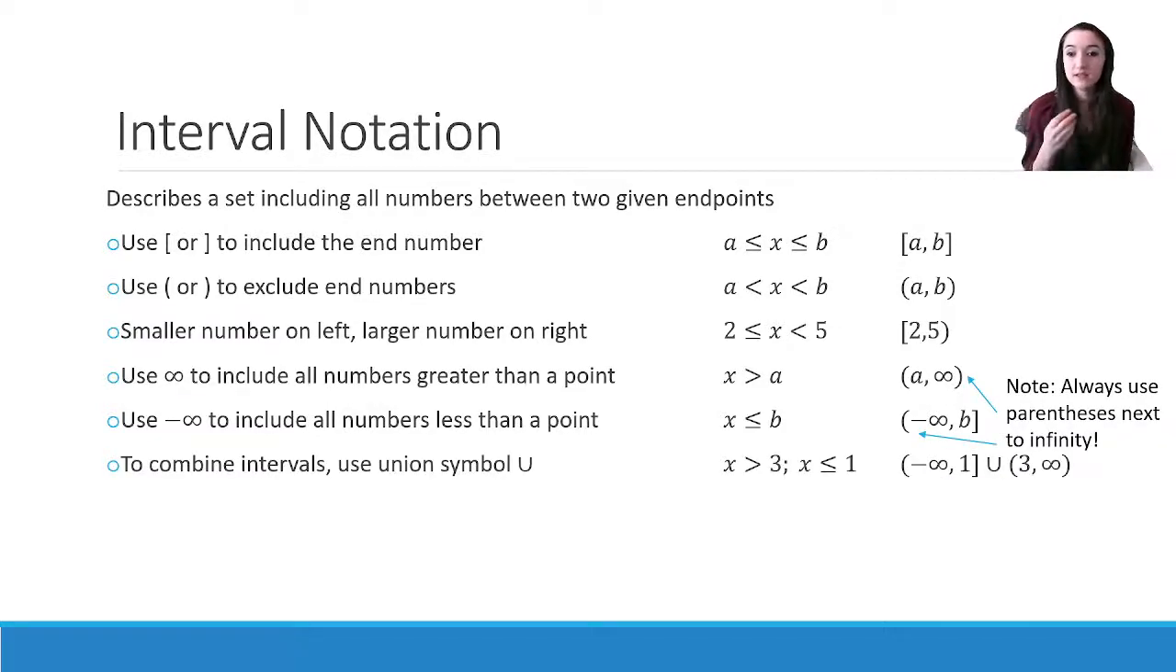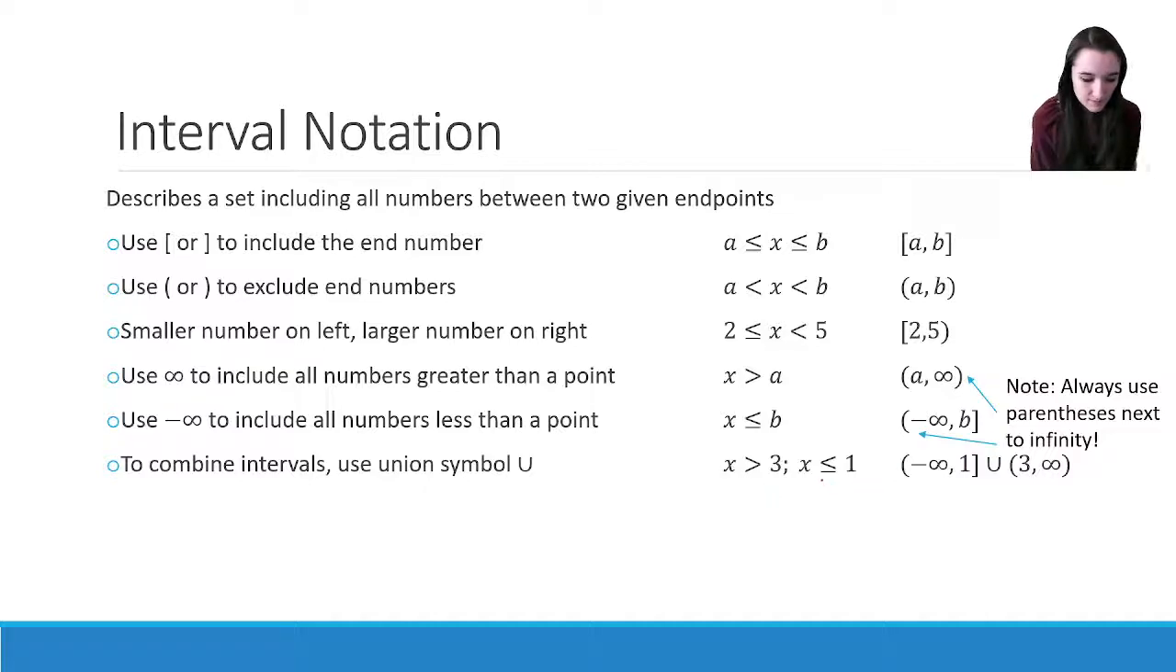Then to combine intervals, if I have x is greater than 3 or x is less than or equal to 1, so that's two different intervals, we use the union symbol, which just looks kind of like a capital U. It isn't actually a capital U, it's a little bit different, but in essence it is. You can draw it as a capital U. So we will write one of these intervals.